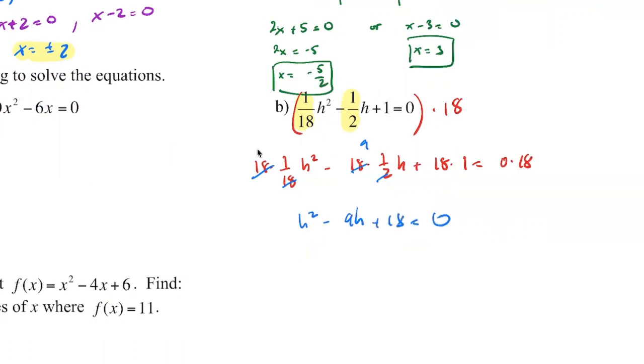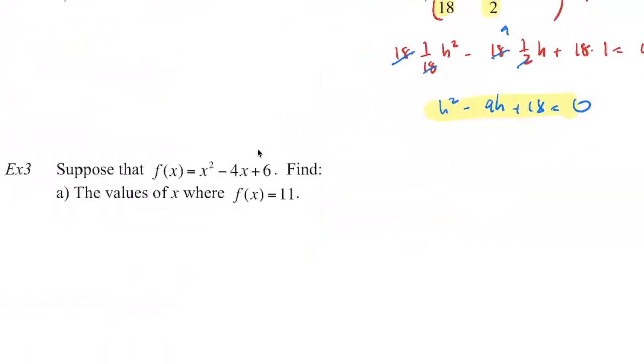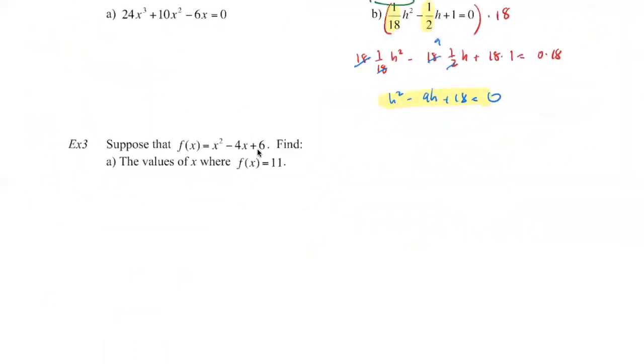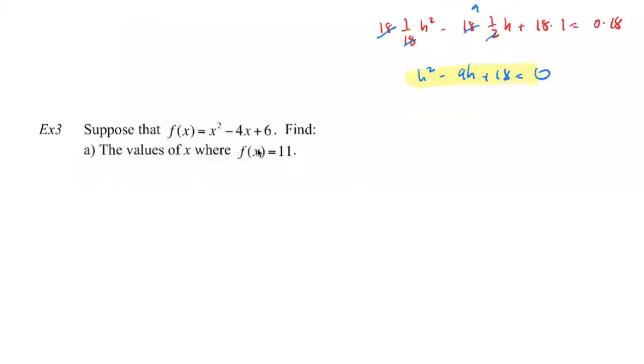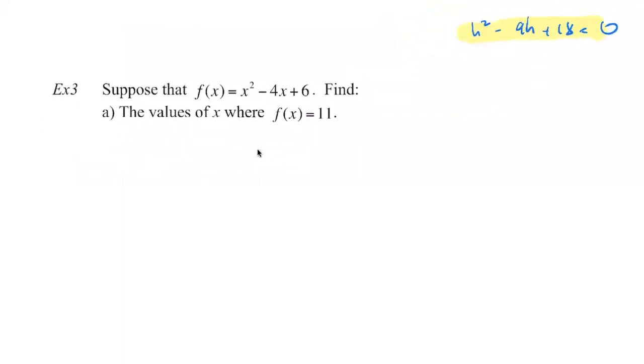So now the equation I'm trying to solve is much easier to manage, right? It can be factored easily. Okay. Another type of example you may see in the homework is a question written in function notation. It's kind of confusing, and that is what exercise 3 is saying. Suppose we have a function f of x equal to x squared minus 4x plus 6, and we are asked to find the values of x where f of x equals 11.